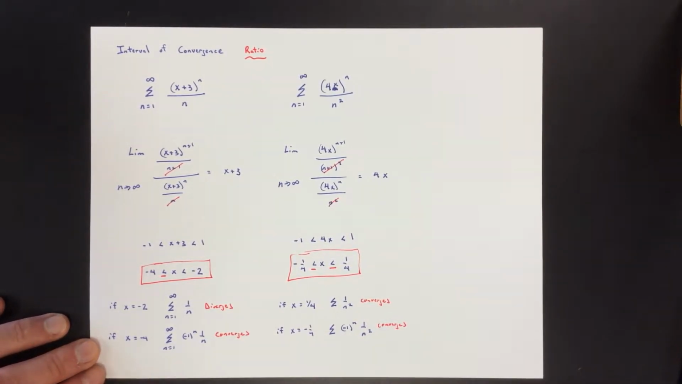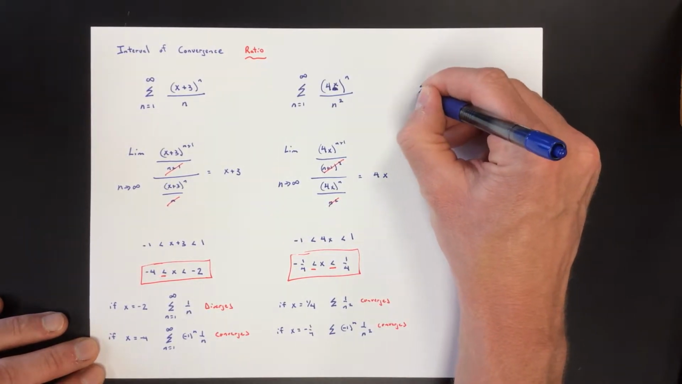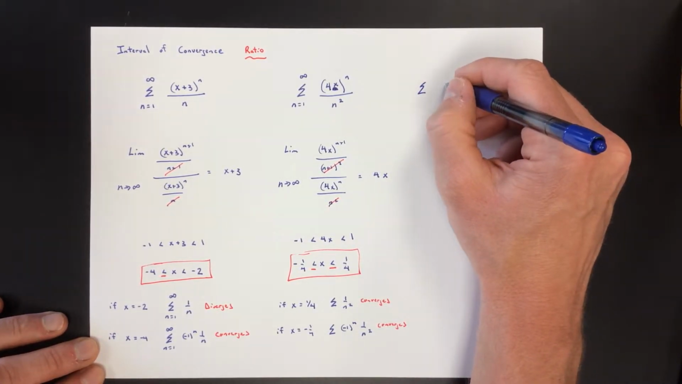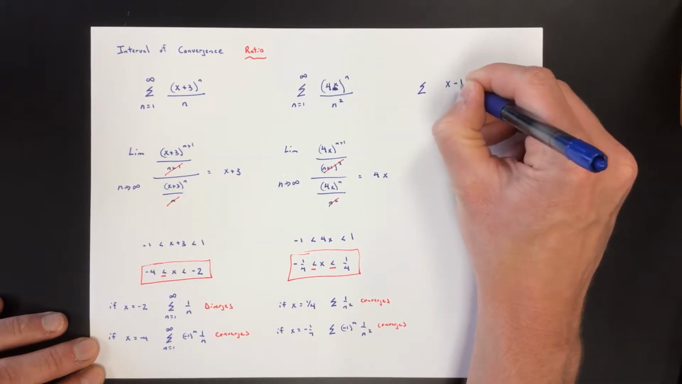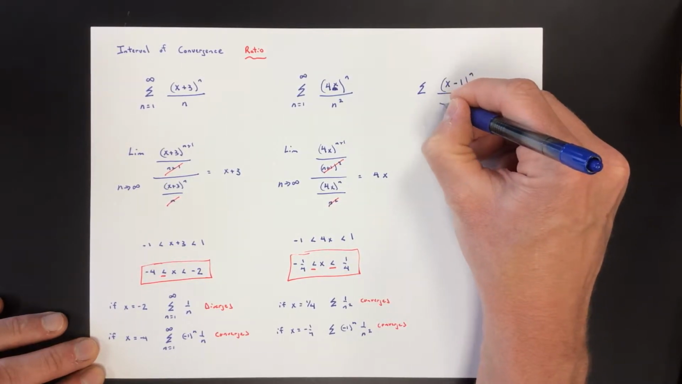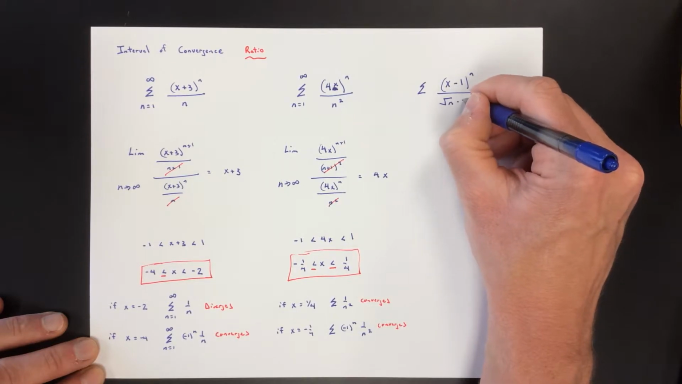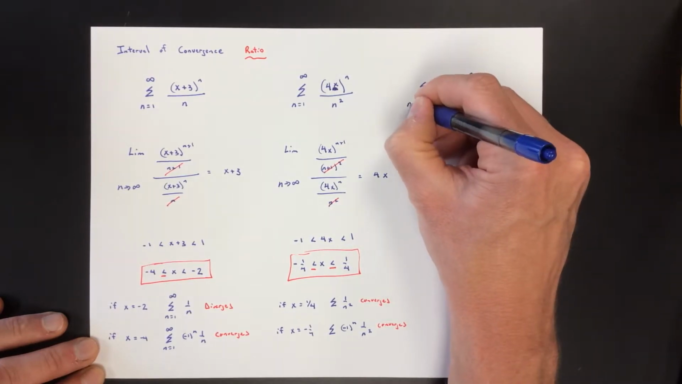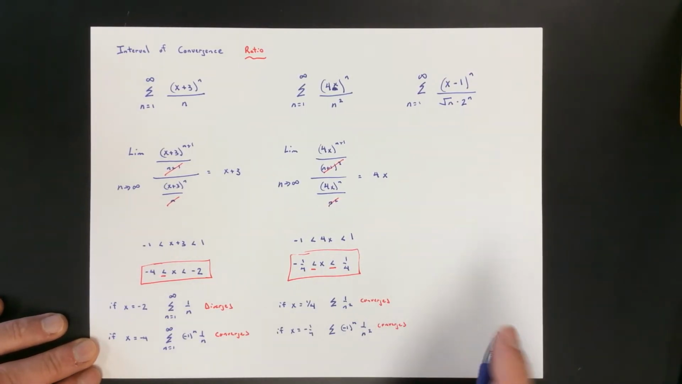And again, we can do all sorts of things. We can do, how about, x minus 1 to the n over the square root of n times 2 to the n. Something like that. And hopefully you're like, all right, let's think about this.